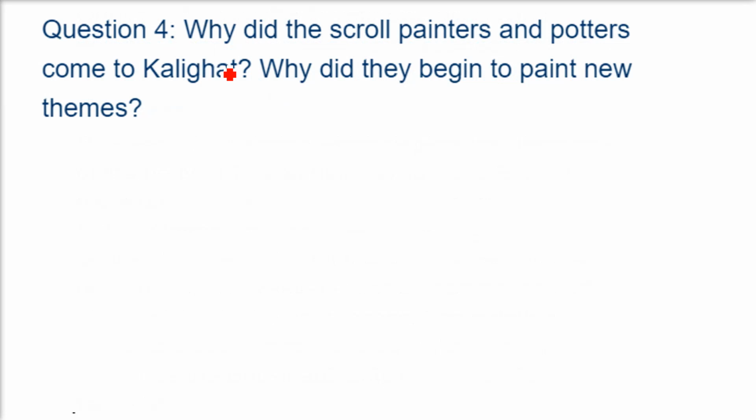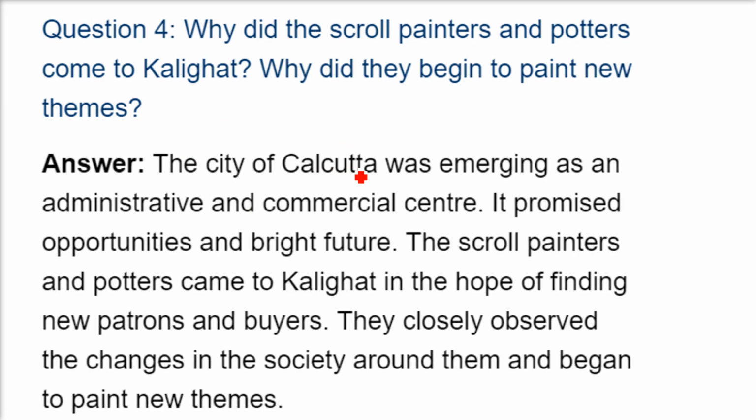Why did the scroll painters and potters come to Kalighat? Why did they begin to paint new themes? The city of Calcutta was emerging as an administrative and commercial center. It promised opportunities and a bright future. The scroll painters and potters came to Kalighat in the hope of finding new patrons and buyers. They closely observed the changes in the society around them and began to paint new themes.